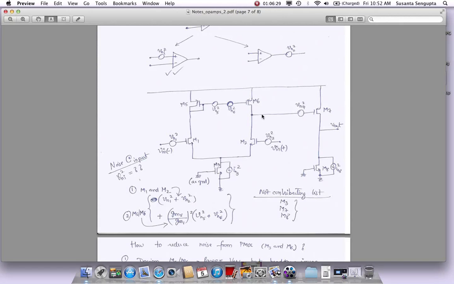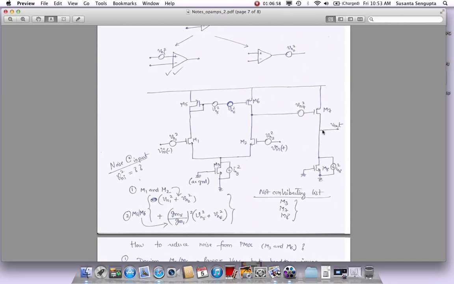Noise voltage or noise voltage square, whatever you say, and once it's there, it will be amplified by M7 and go out. But how much will be there? What is the conversion of voltage to current here? That is dependent on the GM of this PMOS device, GM6. Let's say I know this current flowing here, and I want to reflect it back to this input.